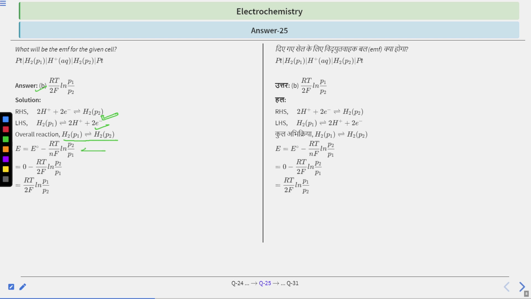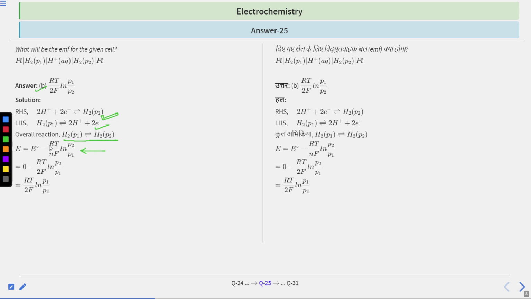If we write the Nernst equation for this, it will be E is equal to E naught minus RT by nF ln P2 by P1, oxidized upon reduced. And E naught for this hydrogen electrode will be 0.